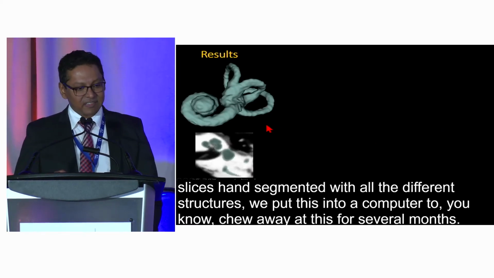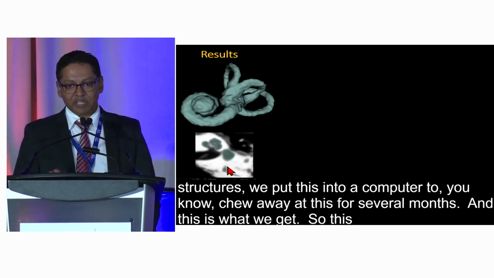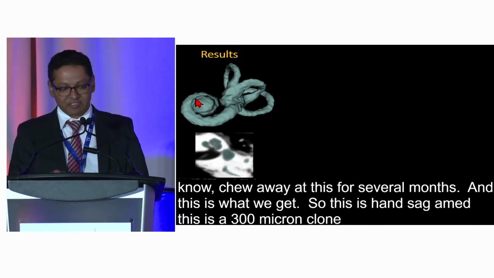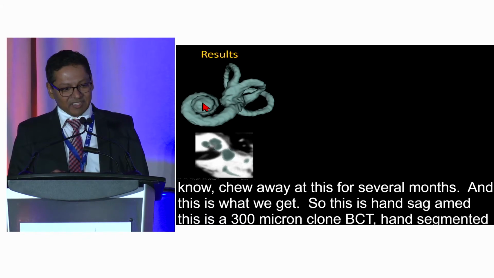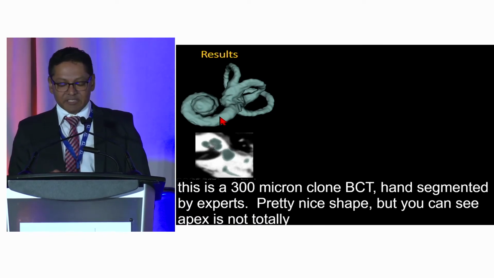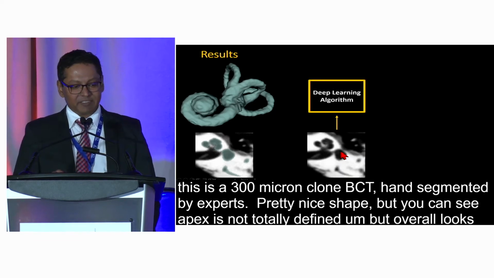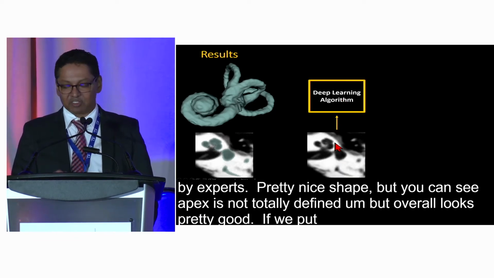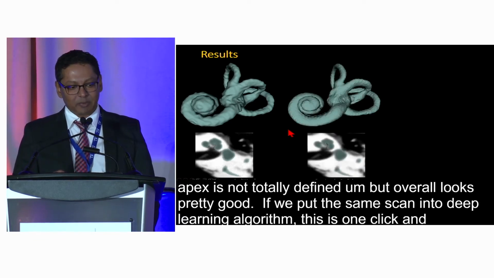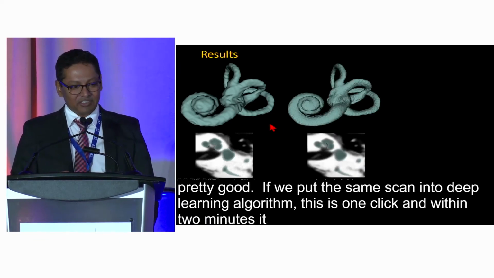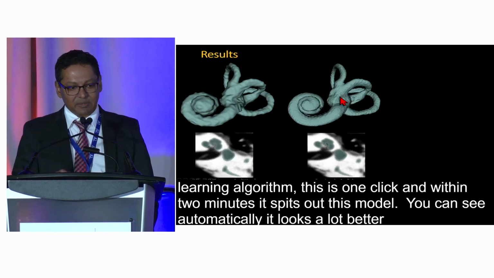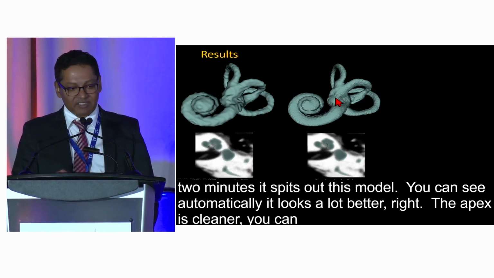So this is hand segmented. This is a 300 micron cone beam CT, hand segmented by experts. Pretty nice shape, but you can see the apex is not totally defined. But overall looks pretty good. If we put the same scan into our deep learning algorithm, so this is just one click, and within 2 minutes, it spits out this model. And you can see automatically it looks a lot better, right? The apex is cleaner. You can actually see where the stapes and the oval window will be.